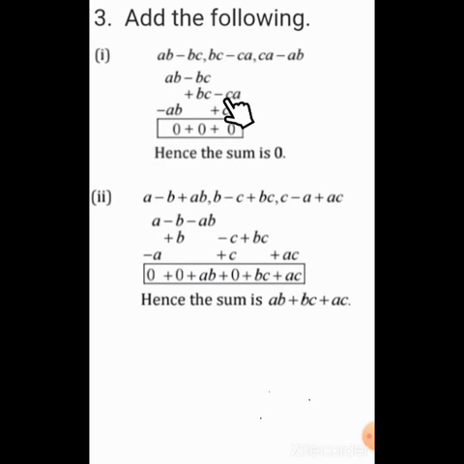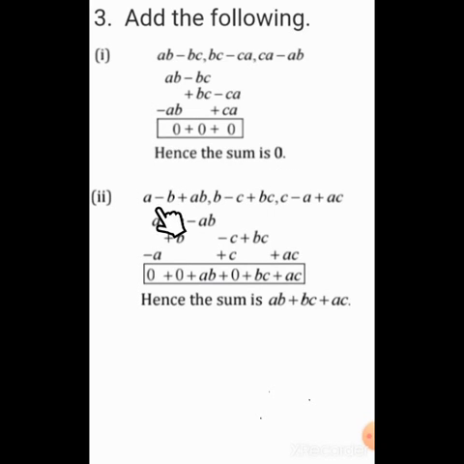Minus CA plus CA. You already know that minus plus is minus, so CA minus CA is 0. Again minus BC plus BC, so BC and BC cancel. So put 0, and 0 has no negative sign. 0 is called neither positive nor negative, so plus 0. Minus AB plus AB, again 0. So our answer is 0.